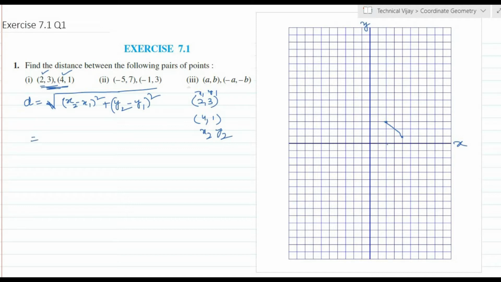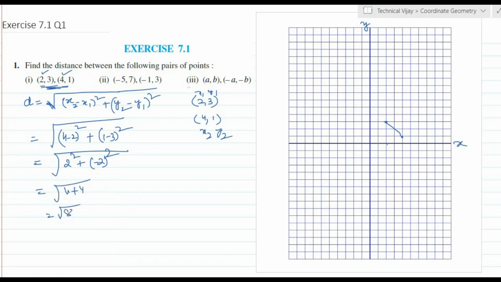x2 minus x1: this is x2, this is x1. So (4 minus 2) squared plus (y2 minus y1), that is (1 minus 3) squared. So this is 2 squared plus (1 minus 3, which is minus 2) squared. This is 4 plus 4, which is equal to root 8 units. So the length of this one will be root 8. Here this point is (2, 3) and this is (4, 1).